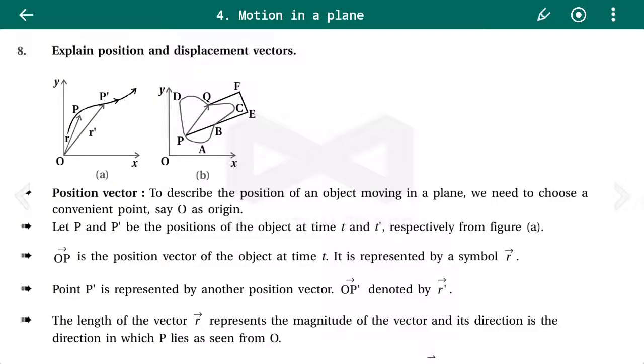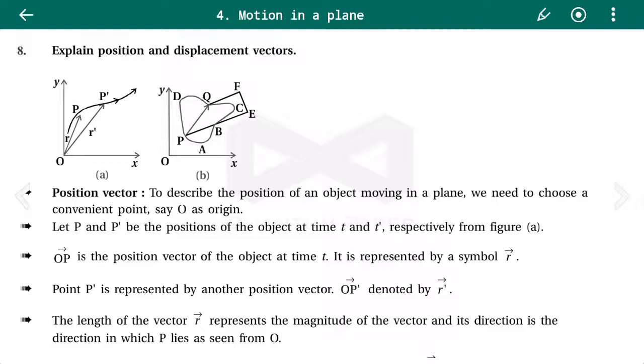In this video we are going to discuss the topic position vectors and displacement vectors of chapter number 4, motion in a plane. Explain position and displacement vectors. So first of all, let us understand what vectors are. That we have already discussed in the previous video. A vector quantity is such a quantity that requires magnitude as well as direction to mention its motion.